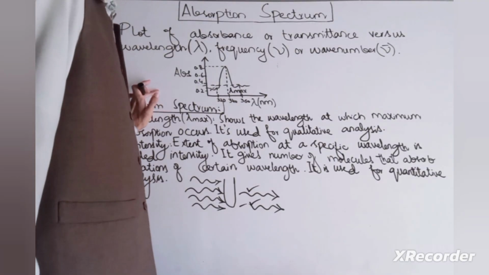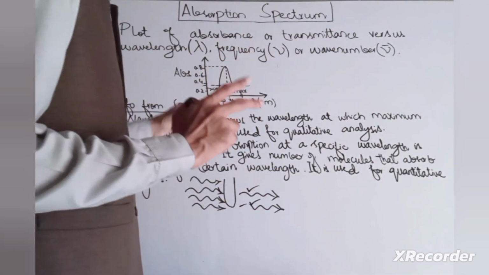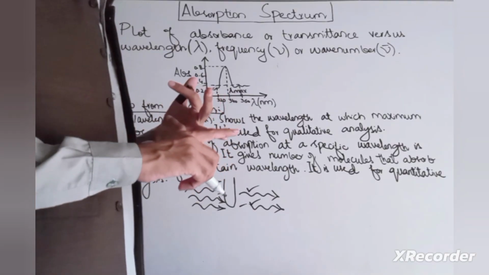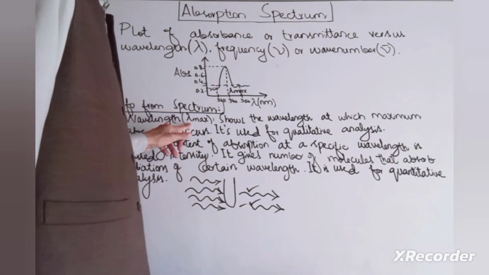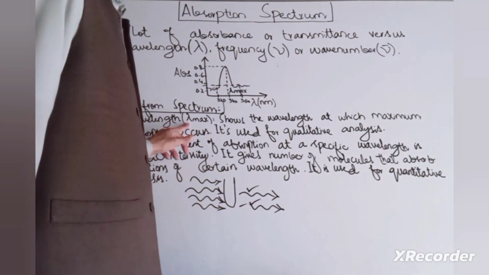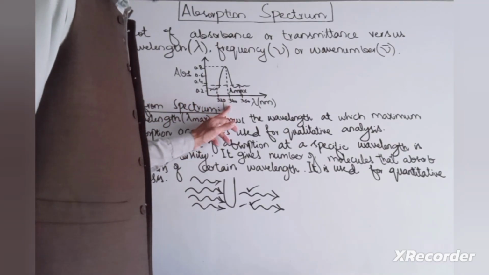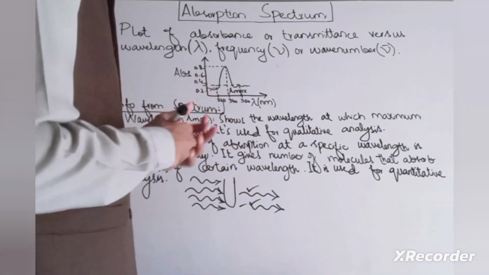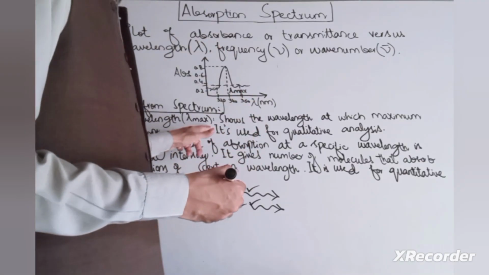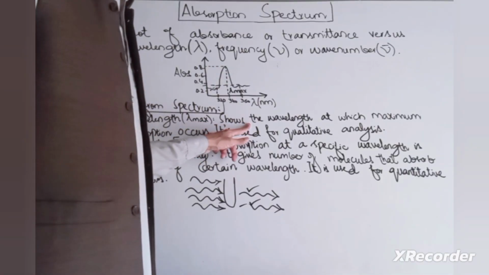So what information can we interpret from the absorption spectrum? There are two factors interpreted from an absorption spectrum: wavelength and the maximum absorption. The first one is the wavelength, lambda max. It shows the wavelength at which maximum absorption occurs. It's used for qualitative analysis, because lambda max gives information about the structural features within the molecule.